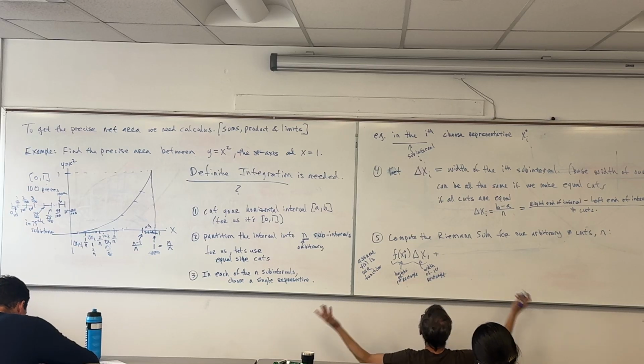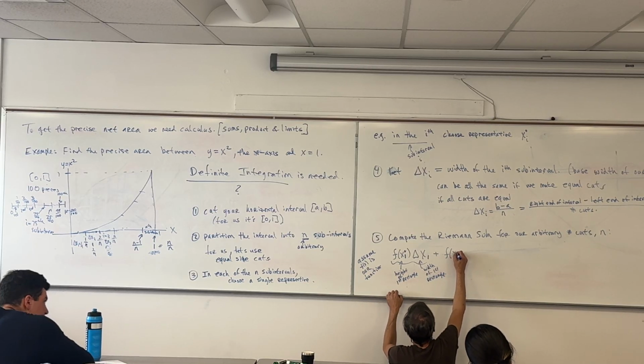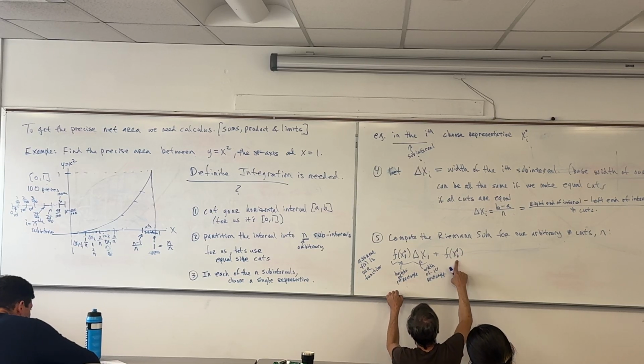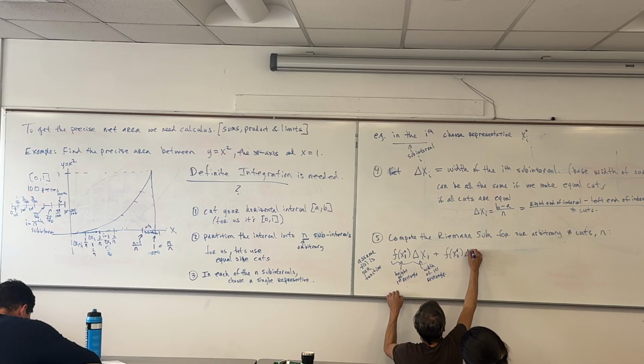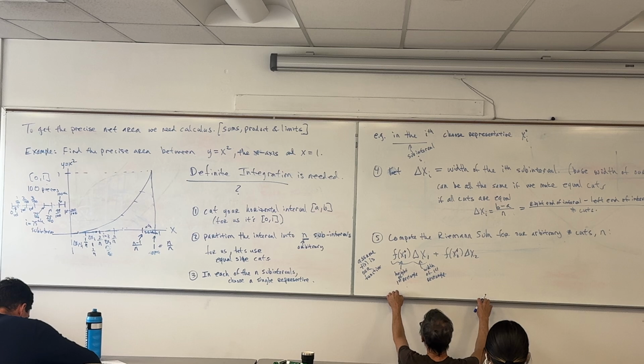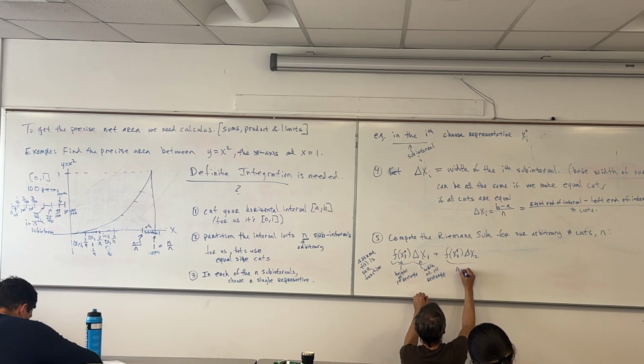Plus the area of the second rectangle. What is the height of that rectangle? It depends on what I chose here, times the width of that rectangle, which may or may not be the same as that. So this is the area of the second rectangle.